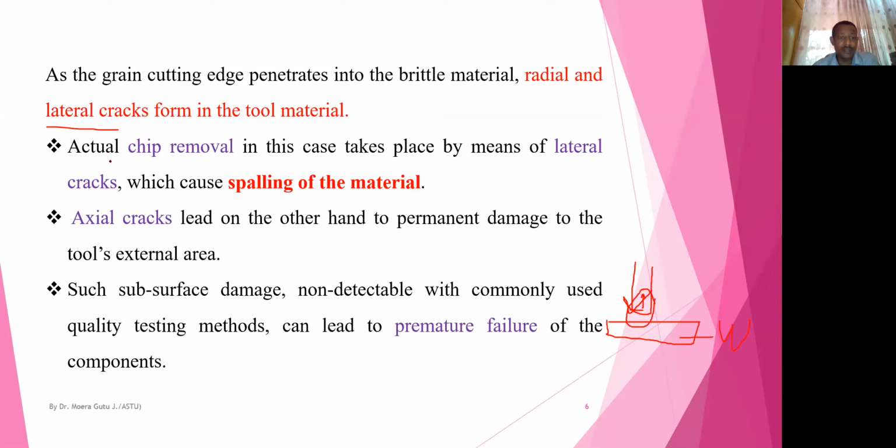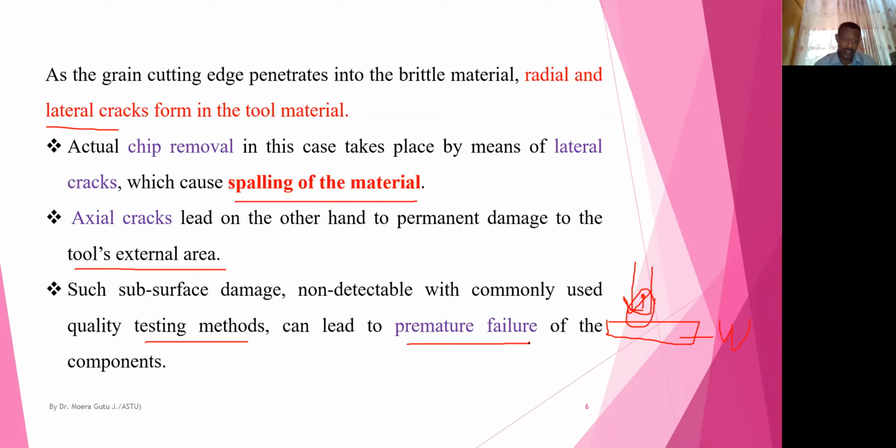The actual chip removal in this case takes place by means of lateral cracks. So the chip removal is in the direction of lateral cracks, which cause spalling of the material, whereas the axial cracks lead, on the other hand, to penetrating damage to the tool's external layer. So what is good here is that the material removal is by lateral crack formation, and the axial cracks can damage a cutting tool. Such subsurface damage, non-detectable with commonly used quality testing methods, can lead to premature failure.